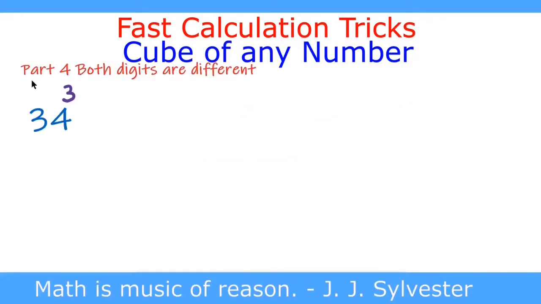Now we go to part 4, in which both digits are different, and our first number is 34. Here in this number both the digits are different, which are 3 and 4. Here we will use the universal method, in which we find the cube of a number which has both digits different. By this method we can find the cube of any number.